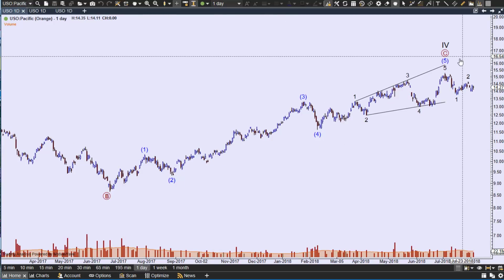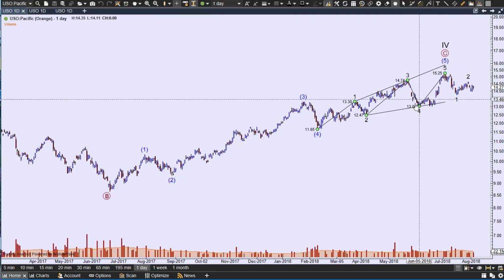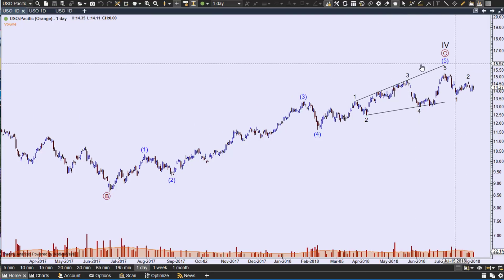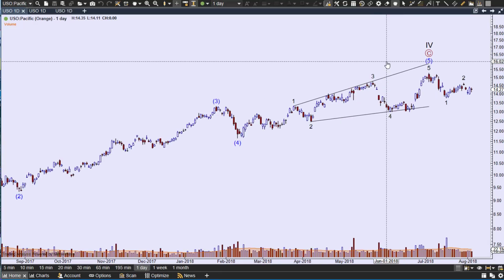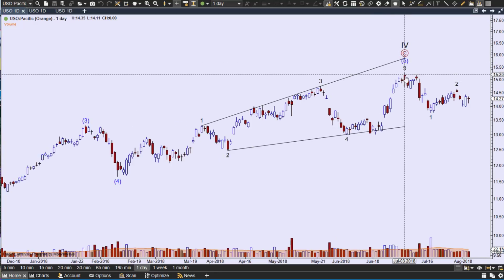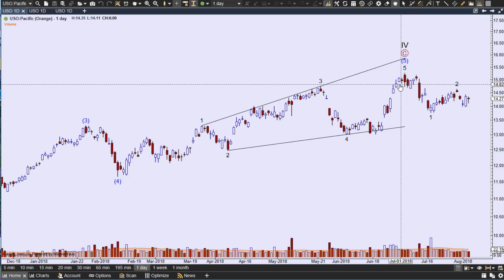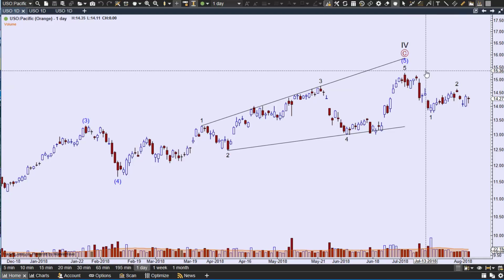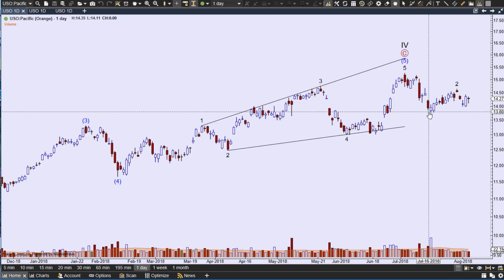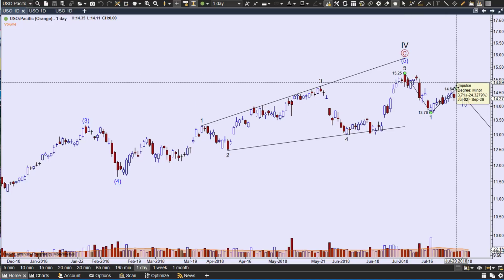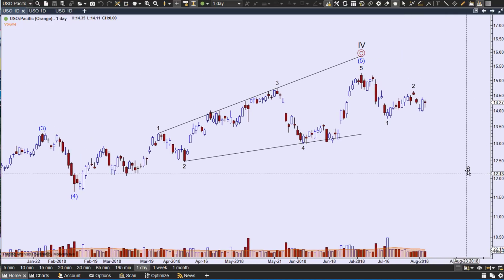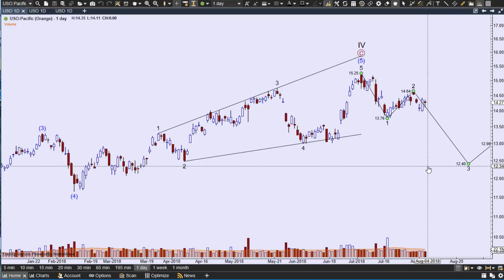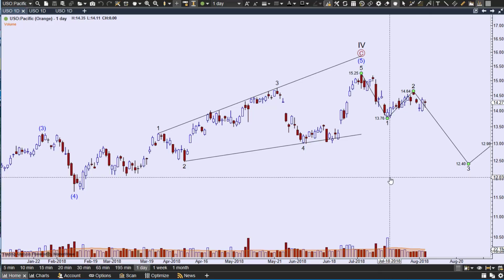And this 5th wave turned out to be an ending diagonal, an expanding ending diagonal pattern, okay? And so now what we've gotten out of this is we're starting to break down. It wasn't a perfect reversal candle, but it ended up being that. We got a little 5-wave move down. We got a wave 2 pullback, and now I'm watching for this to continue to sell off. That is my expectation on USO. I'm expecting this to continue to sell off.